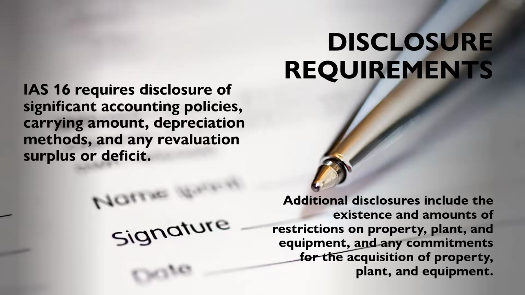Disclosure requirements of IAS 16. So the key information to disclose are carrying amounts for each class of property, plant, and equipment (PPE), depreciation methods and rates, gross carrying amount and accumulated depreciation, and revaluation surplus or deficit if applicable. Additional disclosures include the existence and amounts of restrictions on property, plant, and equipment, and any commitments for the acquisition of property, plant, and equipment.